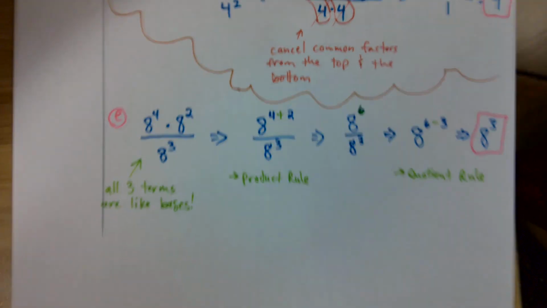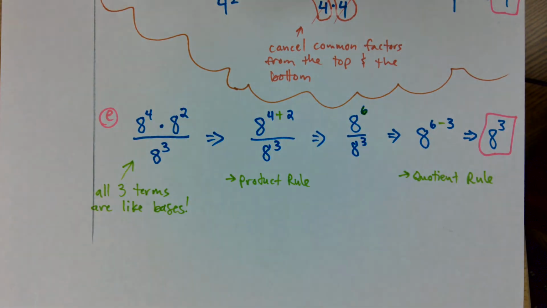Okay, so that's basically how you would combine the product rule and the quotient rule. Questions on that? Nope. Beautiful.